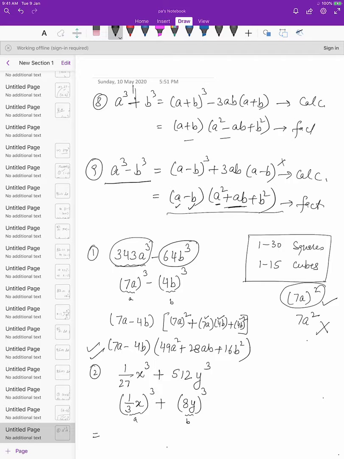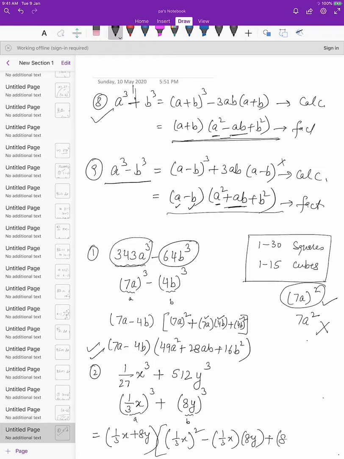So using this identity for A cube plus B cube, I am using this factorized form. First bracket is A plus B, that means 1 by 3x plus 8y. In the second bracket, I will write A square, that means 1 by 3x whole square. This is the A square. Second term is minus AB, so minus 1 by 3x into 8y plus B square.